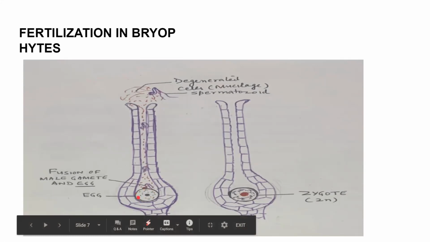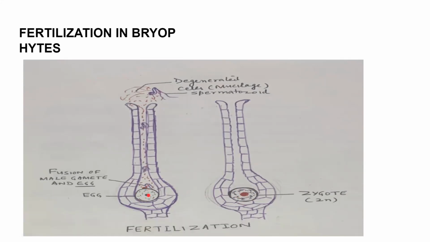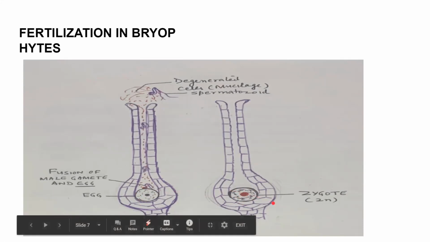Now they both will fuse. After fusion, there is formation of a structure called zygote. So this fusion of antherozoid with the egg cell is called fertilization. And after fertilization, a diploid structure, the zygote, is produced.